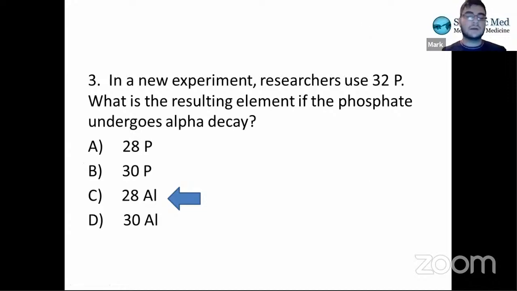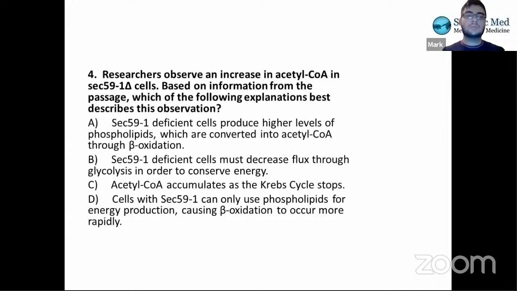Alpha decay is actually not that common. Usually beta decay is a little bit more common, so I would probably get more accustomed with beta decay, but sometimes just learn both of them. They're fairly simple, I think, if you know the rules.